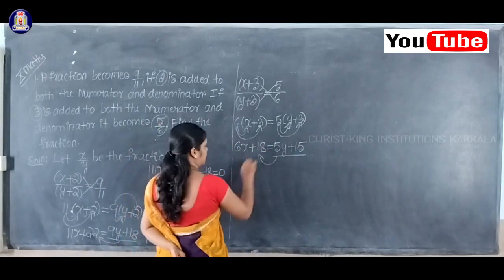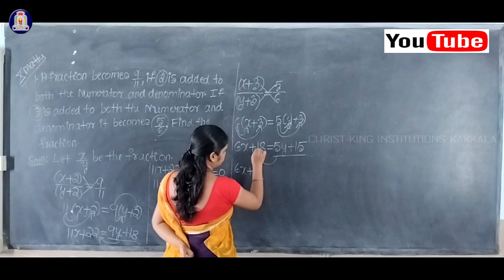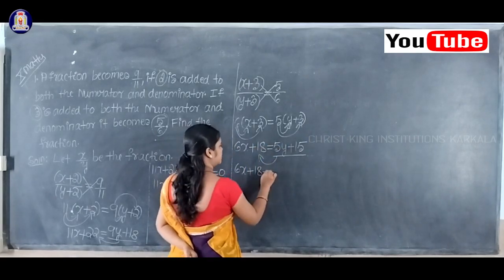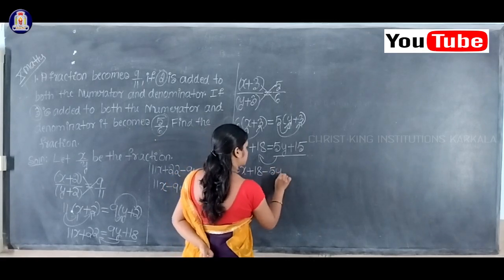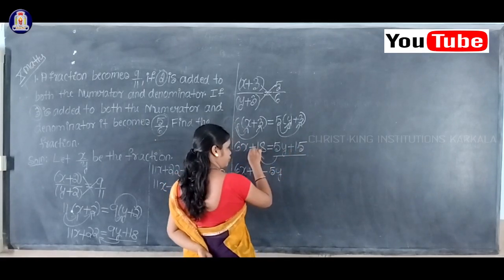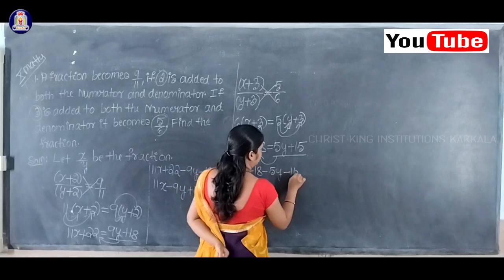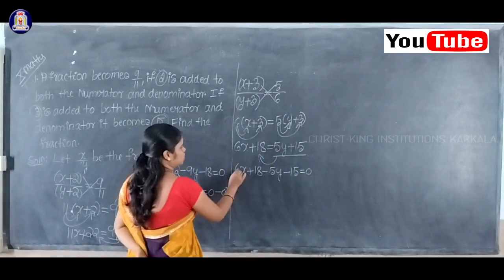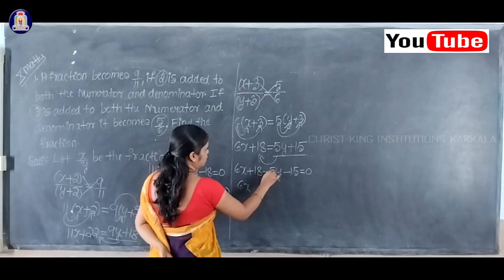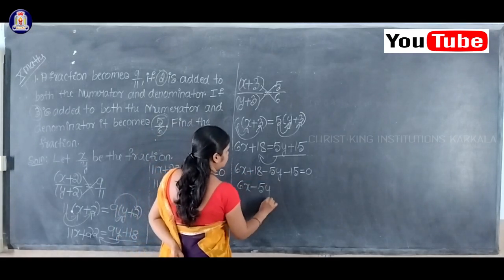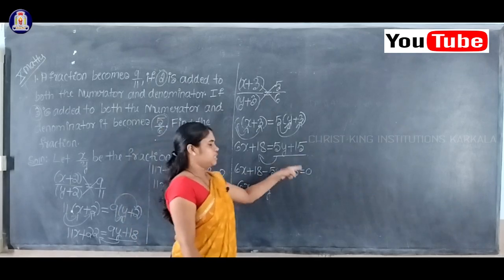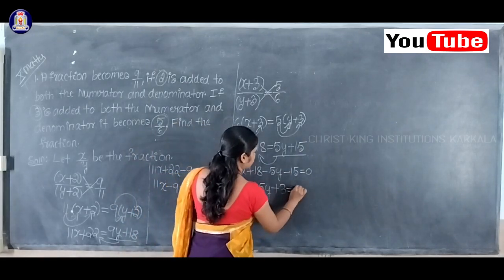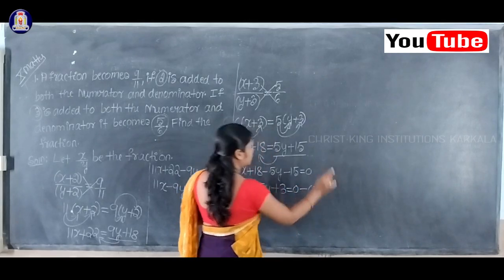So at the left hand side I have 6x plus 18, while this 5y comes to the right hand side, it will become minus 5y, while this plus 15 comes to the left hand side, it will become minus 15 equal to 0. So now see here, 6x minus 5y, 18 minus 15 equal to how much? Plus 3 equal to 0. This is equation number 2.